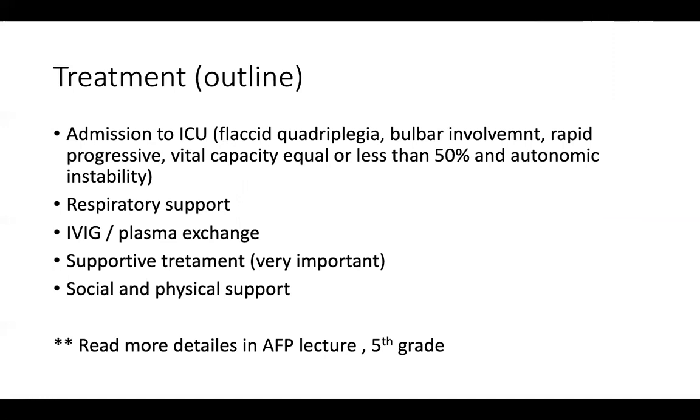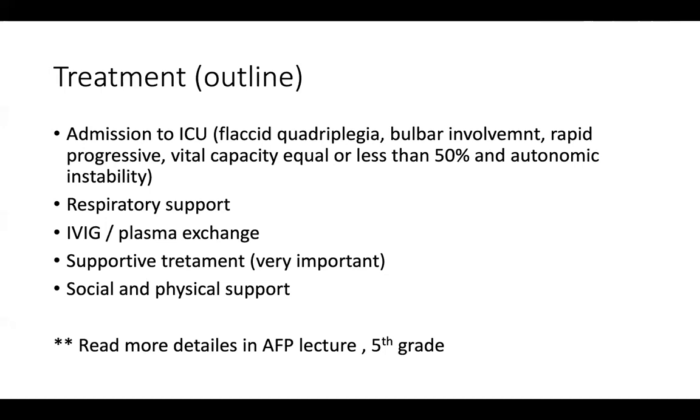We have to admit this child to the intensive care unit. Why? Because she had a flaccid quadriplegia, she had bulbar involvement, it was rapidly progressive, although the word rapid indicates a deterioration or progression over 24 hours. It is more rapid than 48 or 72 hours. And vital capacity equal or less than 50%, or autonomic instability are again indications for admission to the intensive care unit.